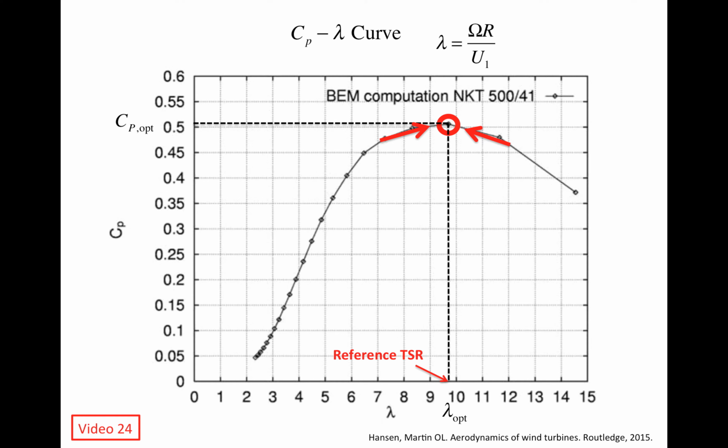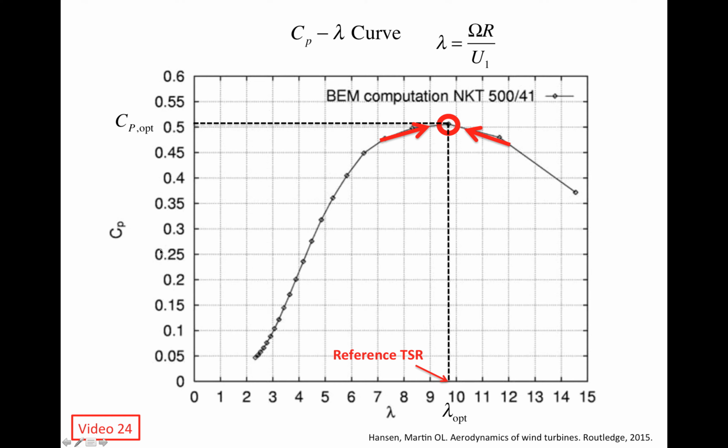But how does the control system know when and in which direction to pitch the blades, right? For a human being, it's kind of easy to see how to change the pitch of the blades. But how does the machine know, right? How does the machine know?